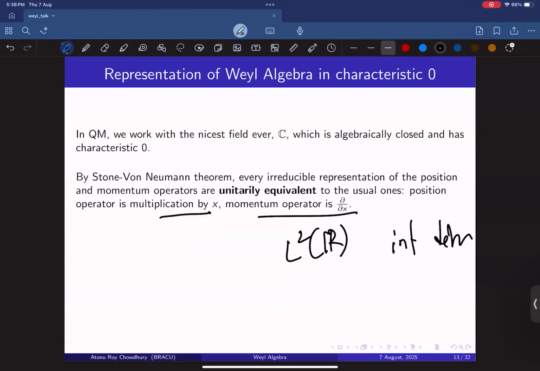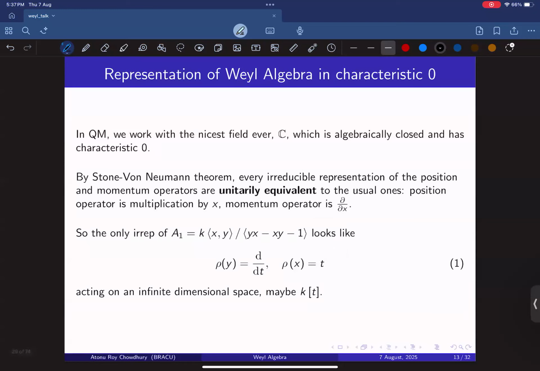So we can say that every irreducible representation of the Weyl algebra in characteristic 0 acts on an infinite dimensional space. Or in other words, the irreducible representations are infinite dimensional. All right. So the only irreducible representation looks like this. And here I have picked a different vector space, which is the space of polynomials. I have picked this because this is the smallest space on which these operators act, because this is countably infinite dimensional. However, L2 of R is uncountably infinite dimensional.